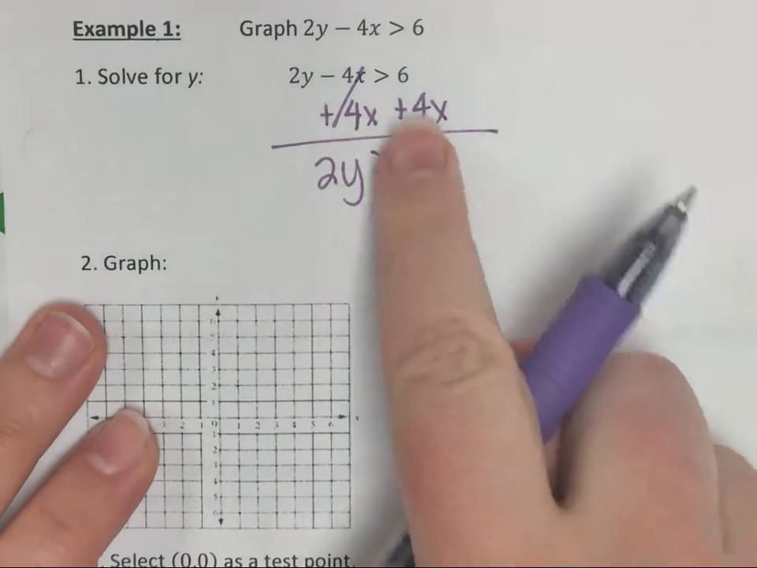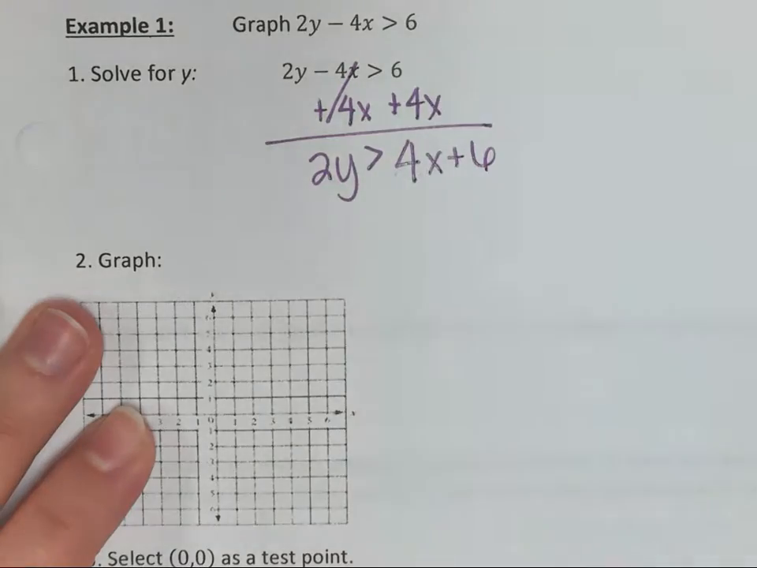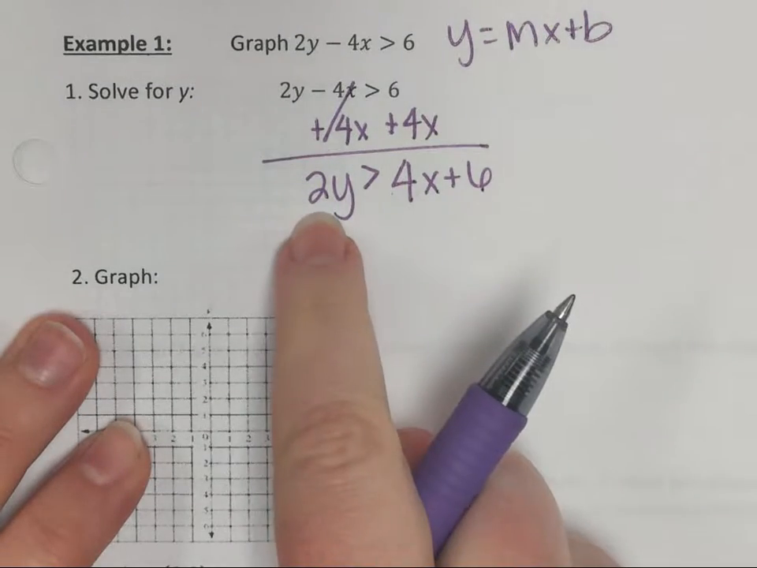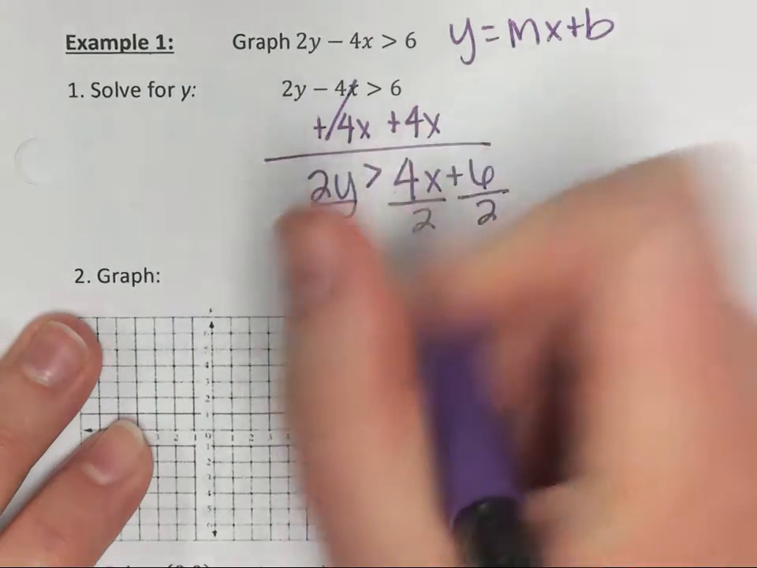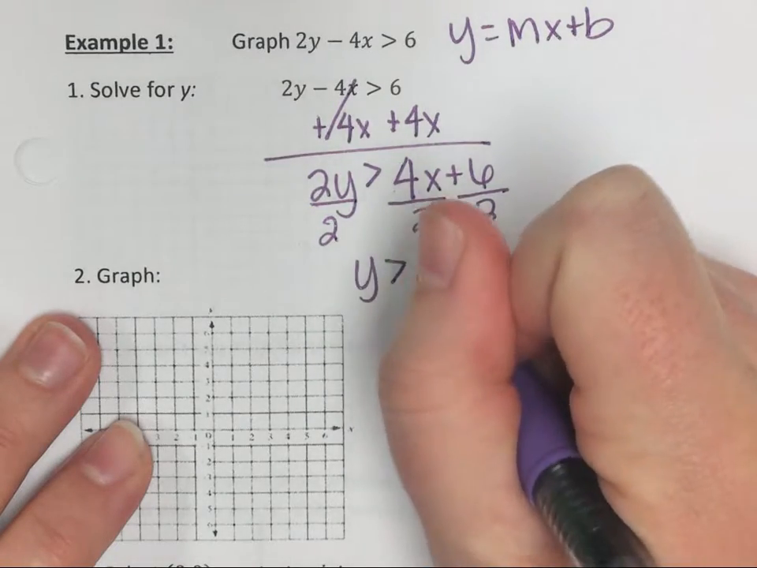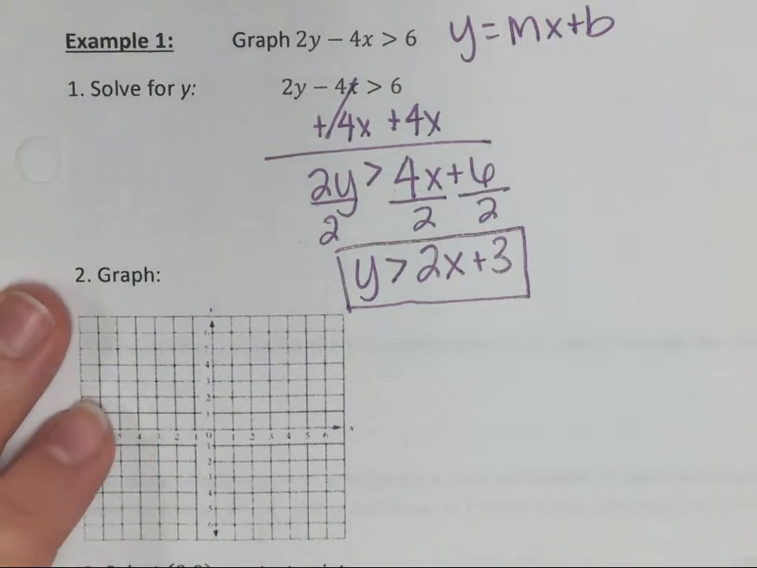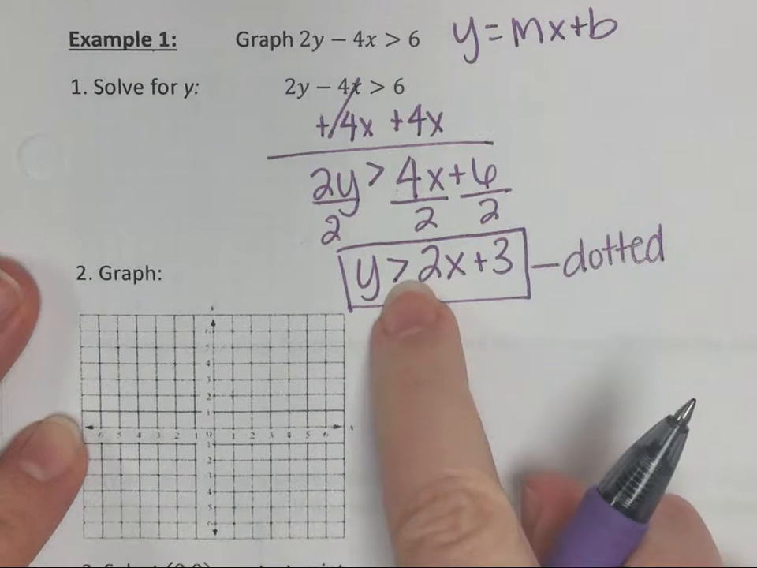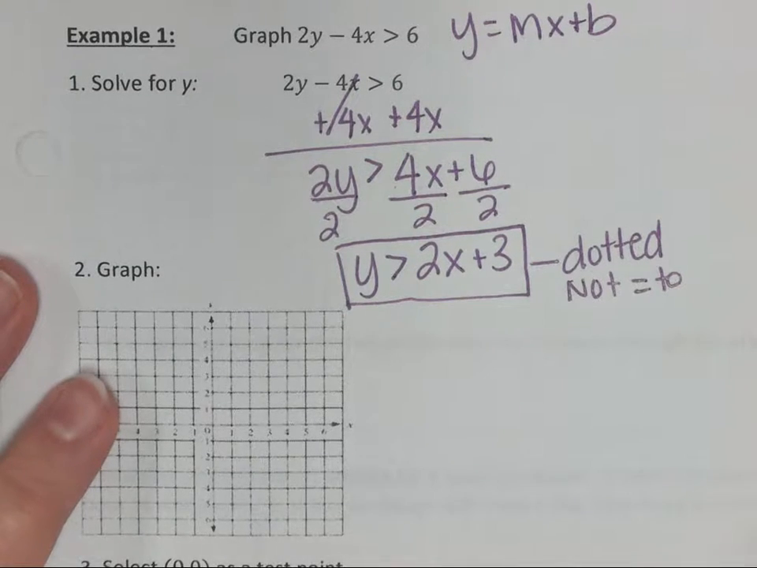Okay. How should I write this right here? 4x plus 6. Good. 4x plus 6, because we want it to look like y equals mx plus b. Now we divide everything by 2. When I say everything, we divide everything. Then you get y equals 2x. Hang on, not equals. I mean greater than. Y is greater than 2x plus 3. Very good. So we are going to do a dotted line because it's not equal to. So it is going to be a dotted line or dashed line.